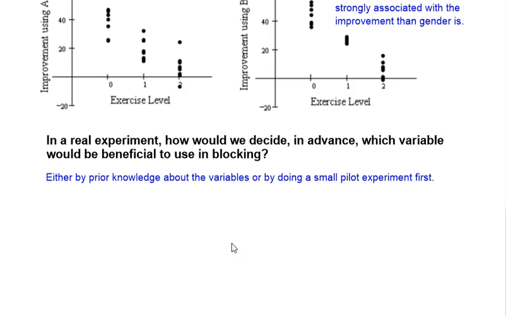In a real experiment, though, we wouldn't know the results in advance. So how would we decide which variable would be beneficial to use in blocking? There'd be a couple ways, either by prior knowledge about the relationship between variables, maybe from a previous experiment, or maybe doing a small pilot experiment first. Then that would make a good case for a blocking variable.